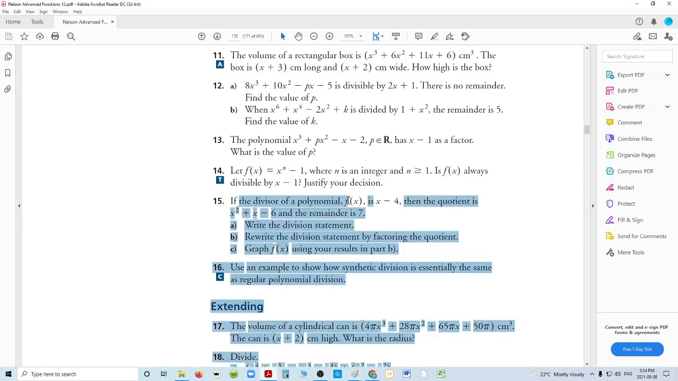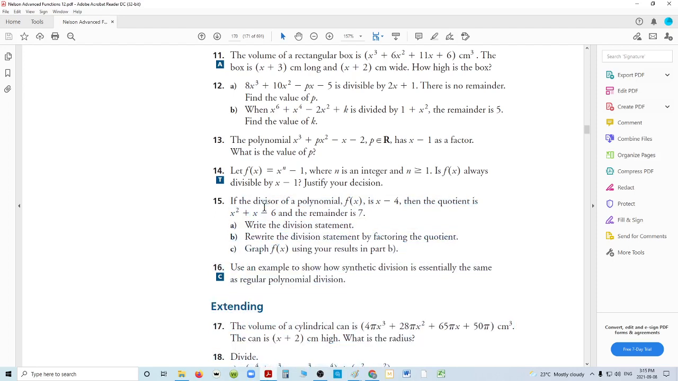If the divisor of a polynomial is x minus 4, then the quotient is this and the remainder is 7. Write the division statement. Rewrite the division statement by factoring the quotient. Graph f of x. So they want the polynomial at the end. Well, I don't know why they want you to graph it.